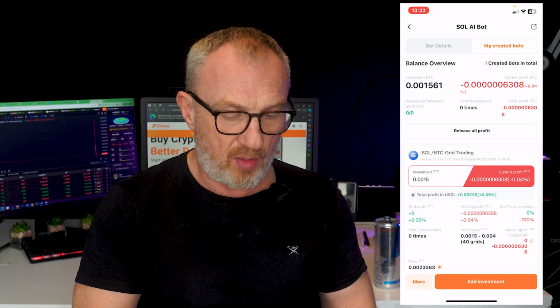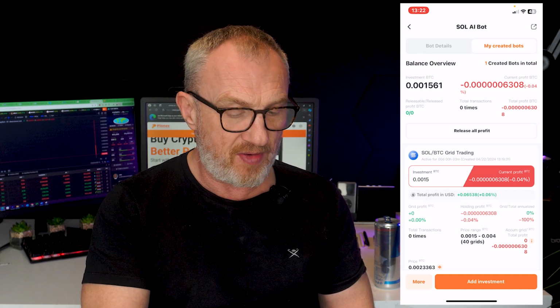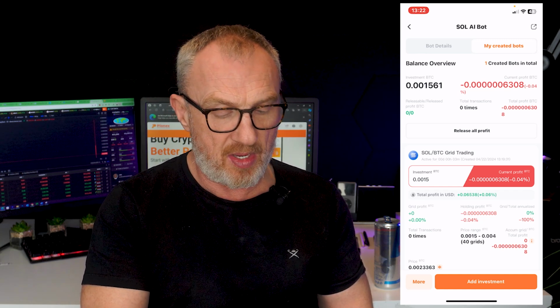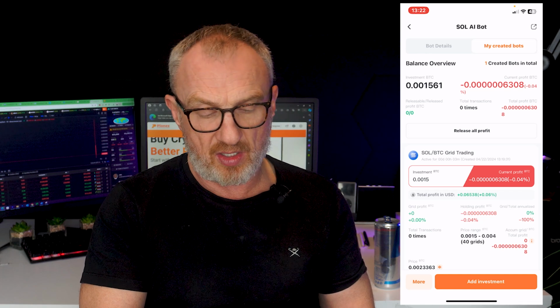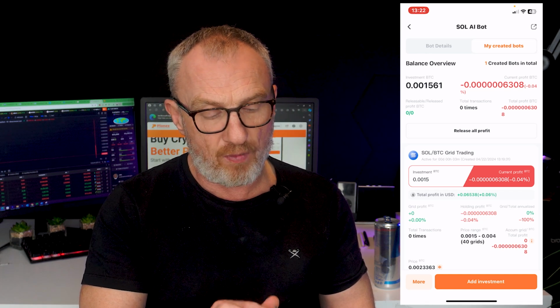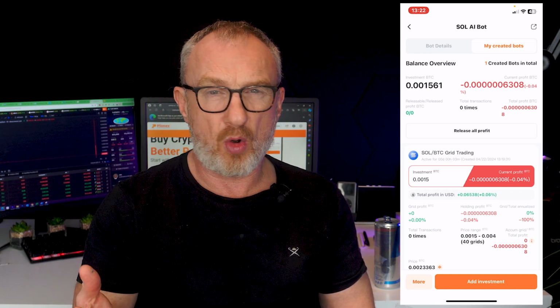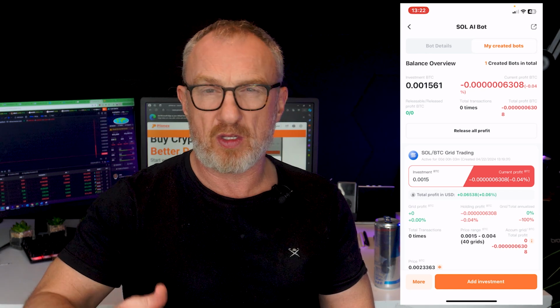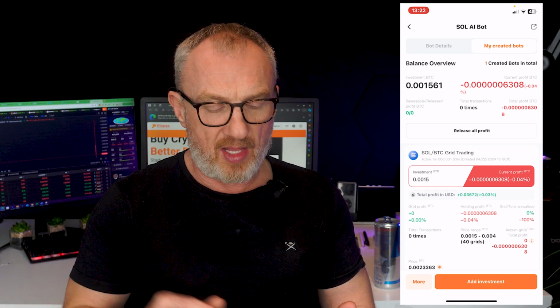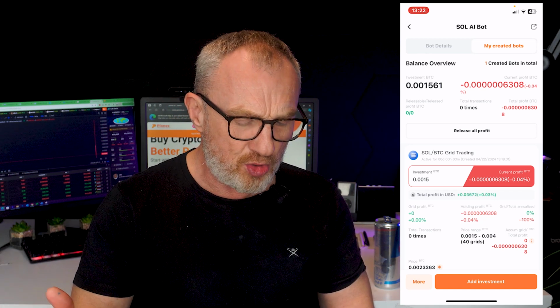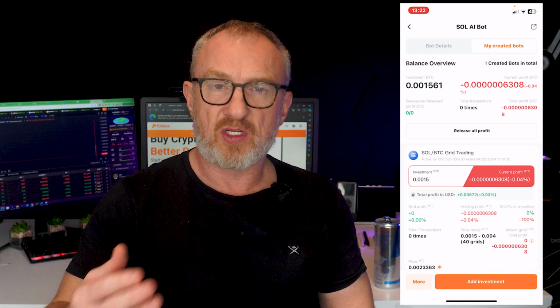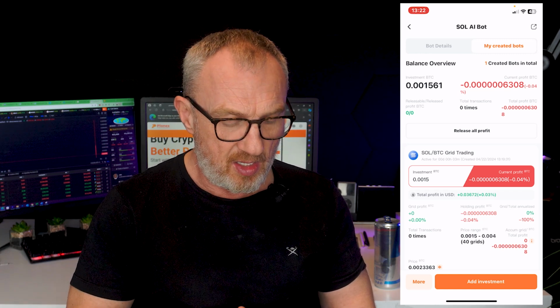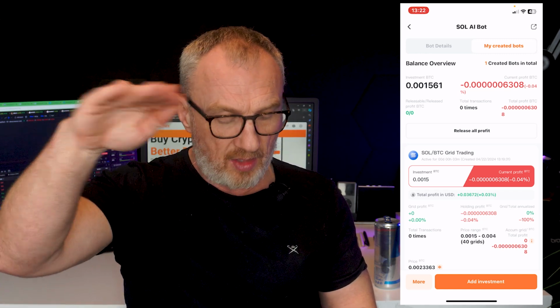Now, obviously you can see all the parameters here in the balance overview. I've invested 0.001561 Bitcoin. I'm currently down by 0.04%. That usually always happens when you create a new bot. You usually start off in a little negative position, but I'm sure that will change pretty quickly, obviously when the bot starts trading, buying and selling at those grid levels.